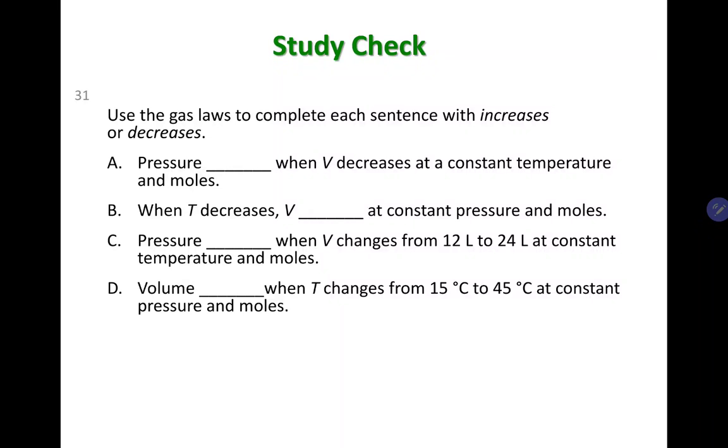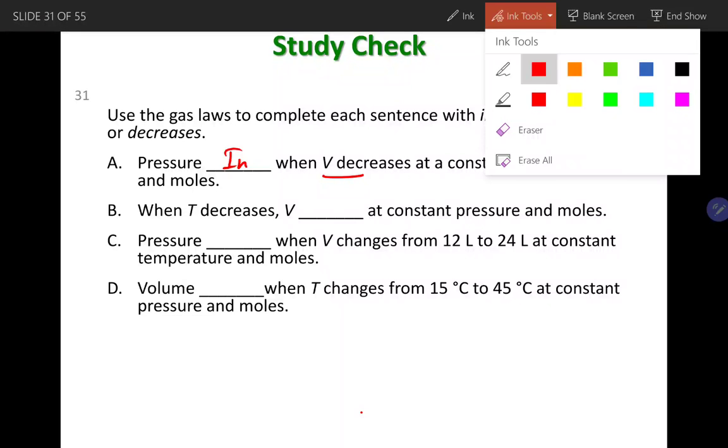So I want you to do this study check really quickly. Pause the video now and try this. All right, so let's see. We have to complete this sentence using the word increases or decreases. It is like an elementary school exercise, but the only thing is that you need to know Charles' law and Boyle's law. The first statement is about constant temperature and moles. So we are using what? We are using Boyle's law. According to Boyle's law, if you increase the pressure, V decreases.